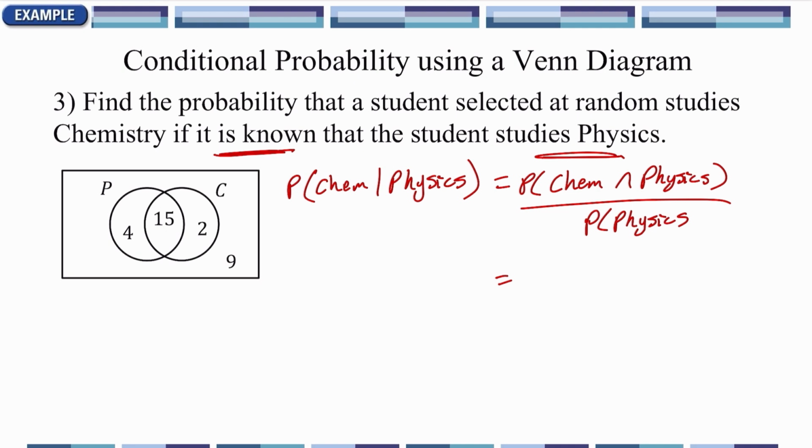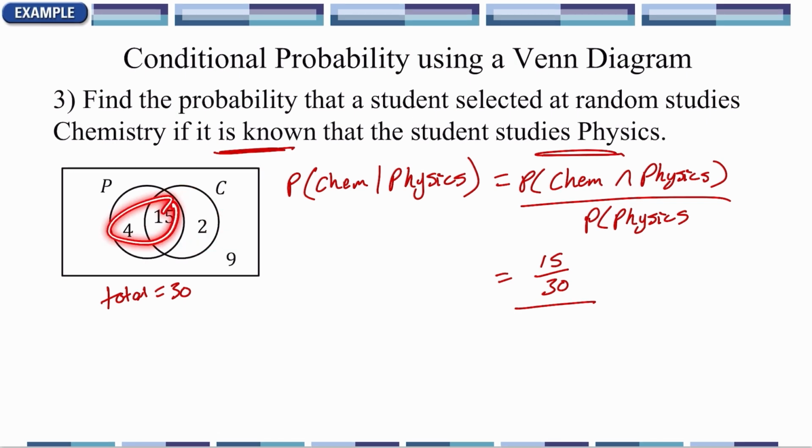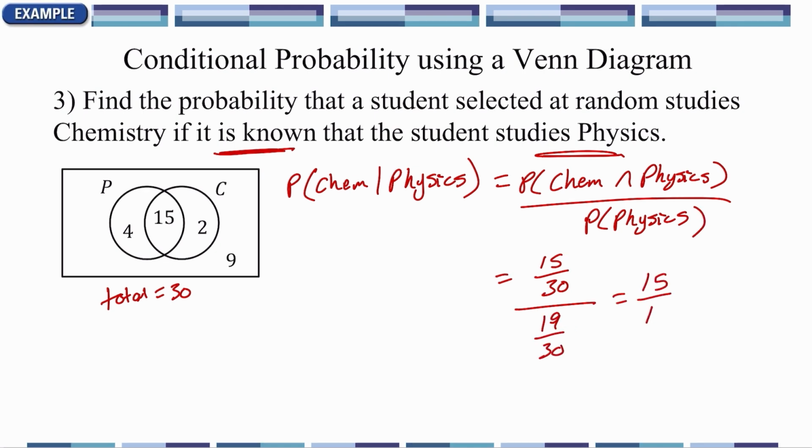So looking at this Venn diagram, the probability that they study chemistry and physics is going to be the 15, and we need the total here. So we don't have the total anywhere. So 4 plus 15 plus 2 plus 9, the total there is going to be 30. So this would be 15 out of 30 for chemistry and physics. And then the probability of physics only, well, that's going to be everybody that studies physics. 4 plus 15, so that's 19 divided by 30, which is going to be 15 divided by 19.